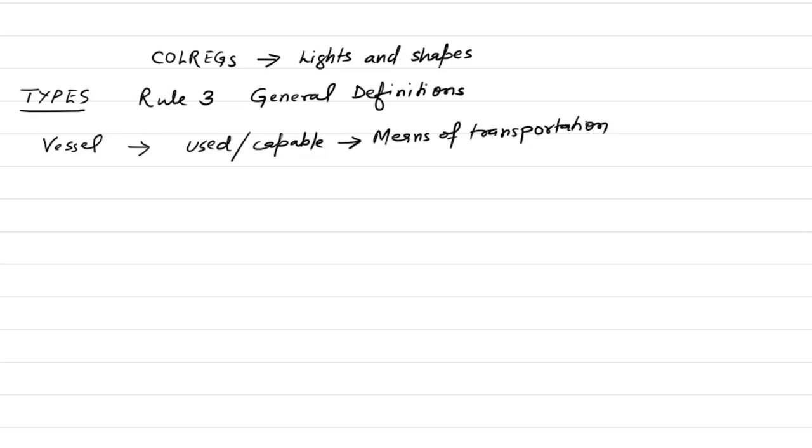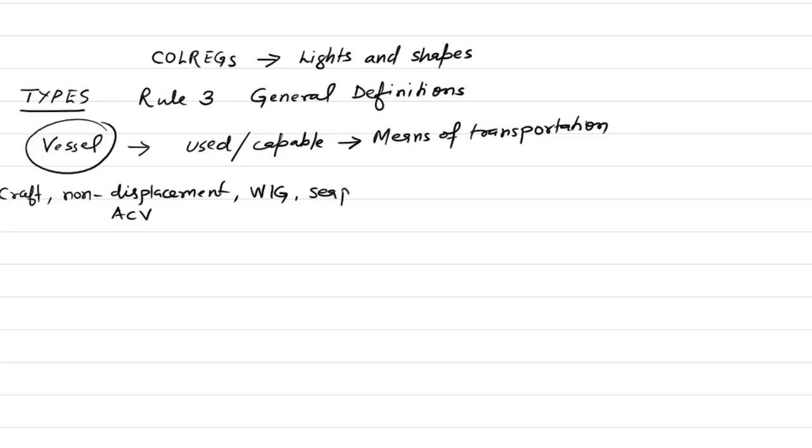That is vessel. And that includes any watercraft, non-displacement craft. You know what is non-displacement craft? Like your air cushion vessel, that is ACV, wing in ground, that is WIG, airplane or seaplane, anything. It is not only your merchant ship. So they're all vessel.